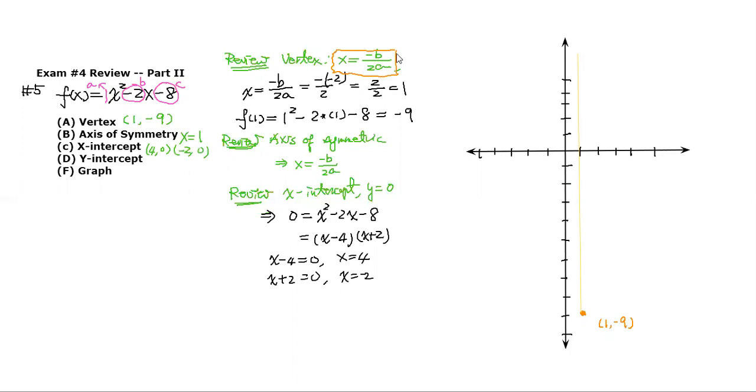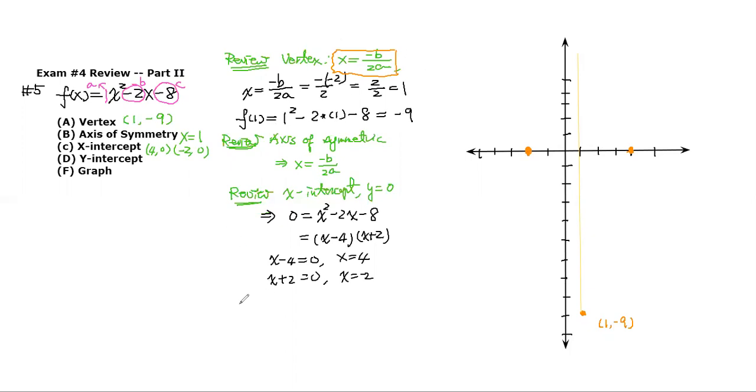Now let's graph it. The zeros: 1, 2, 3, 4, so this one is here. Then the next one is negative 2: 1, 2, so it's here. Those are the two x-intercepts. Okay, so far so good.